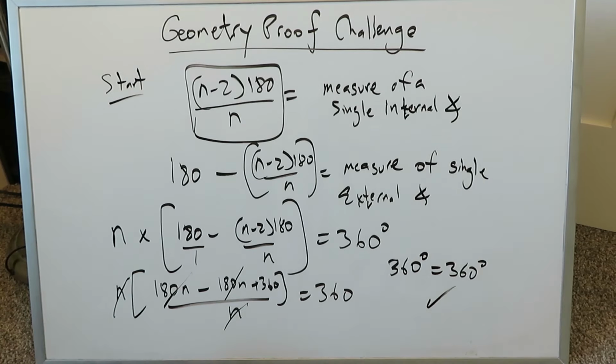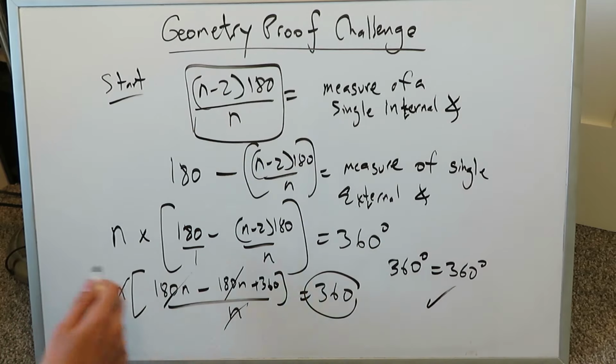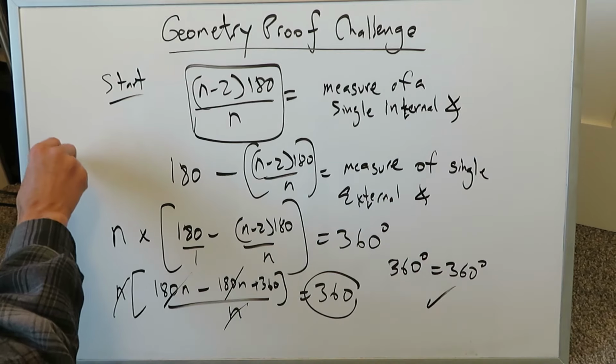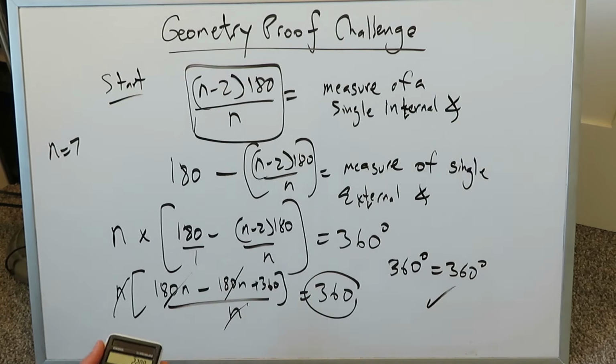And you've ended up proving in this specific challenge that the measure of all the external angles for any polygon is always equal to 360 degrees. You could put in here the n value of any sided polygon and it will always give you that. Let's say n is equal to 7. Looking at this formula right over here, measure of a single external angle, you'll do 7 minus 2 times 180. You'll get 900 divided by 7. You subtract that from 180.